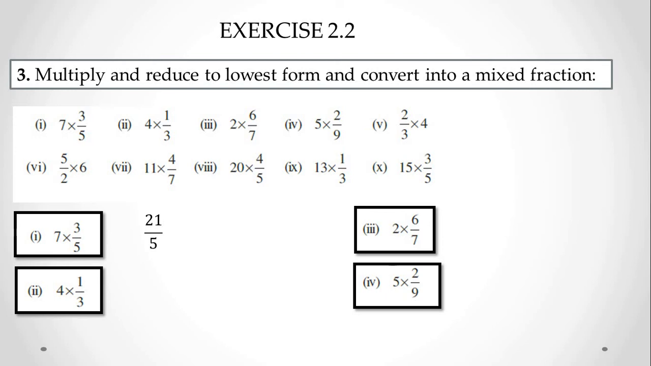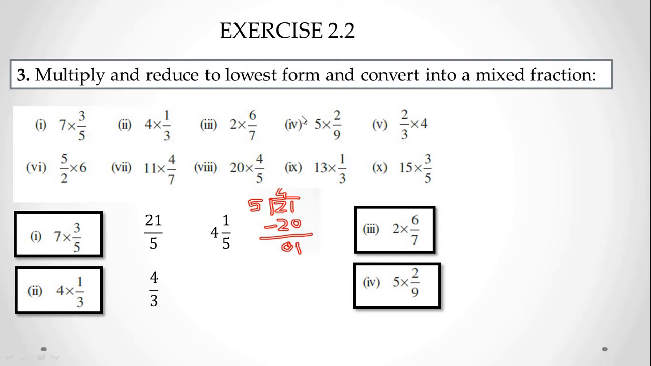So how will you do that? You do 21 divided by 5. The 4 will go on top because 5 into 4 is 20. The remainder will be 1. So it is written as 4 1 upon 5. This is the answer of the first one, because in the given information they ask to convert into the mixed fraction.